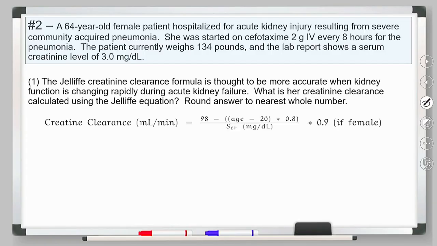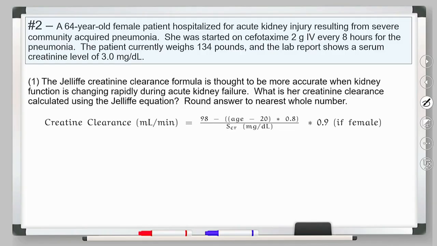So in this question, we have a 64-year-old female patient who's hospitalized with acute kidney injury resulting from severe community-acquired pneumonia. So she's got a bad infection, and that's caused her kidneys to essentially fail. She was started on an IV antibiotic, cefotaxime, at 2 grams every 8 hours. She currently weighs 134 pounds, and her serum creatinine is 3.0. I'll keep using the terms creatinine clearance.